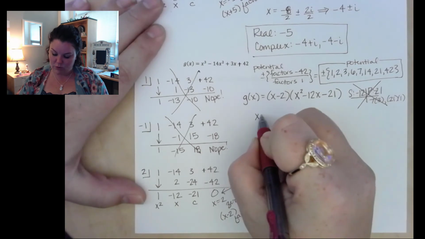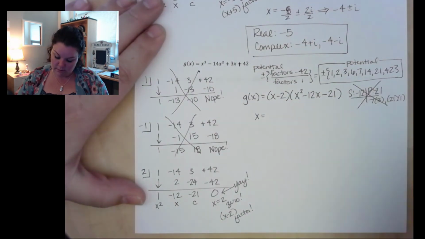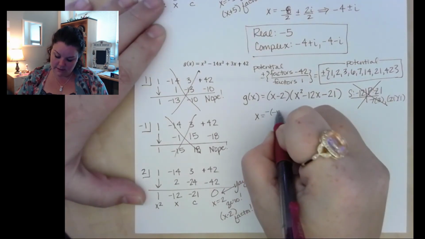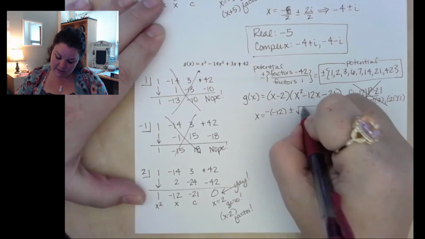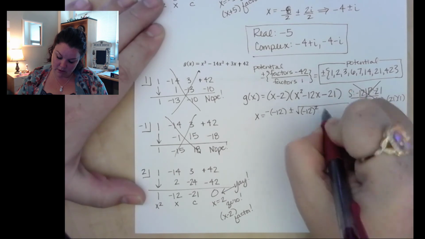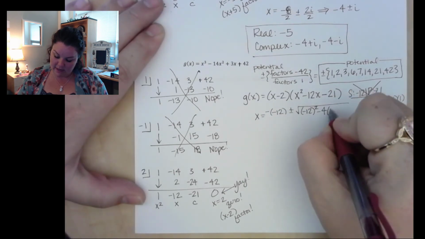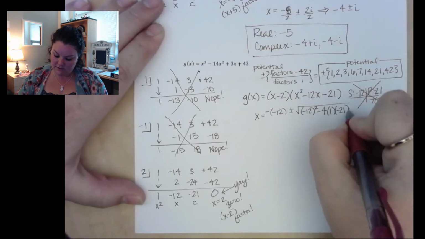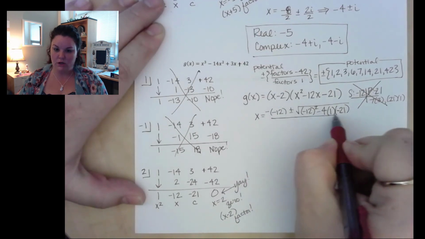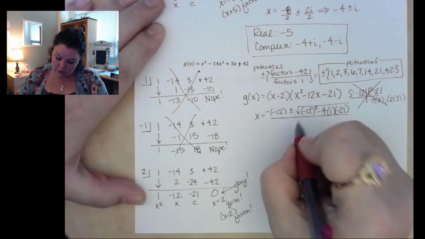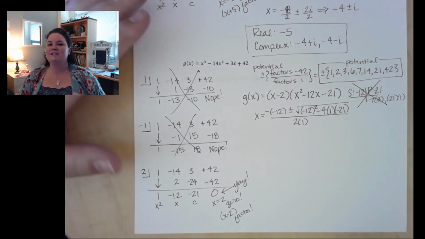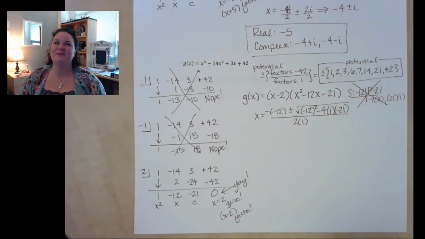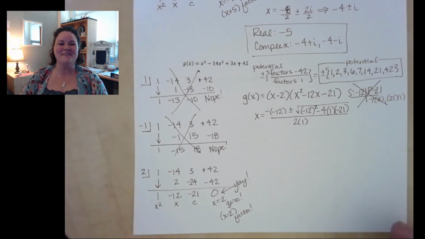So x is equal to negative b. My b is already negative, so the opposite of a negative, plus or minus the square root of b squared, so negative 12 squared, minus 4 times my a, which is 1, times my c, which is negative 21, all over 2 times my a, which is 1. So we're getting so good at synthetic division, and we're getting so good at the quadratic formula. I told you these wouldn't go away.